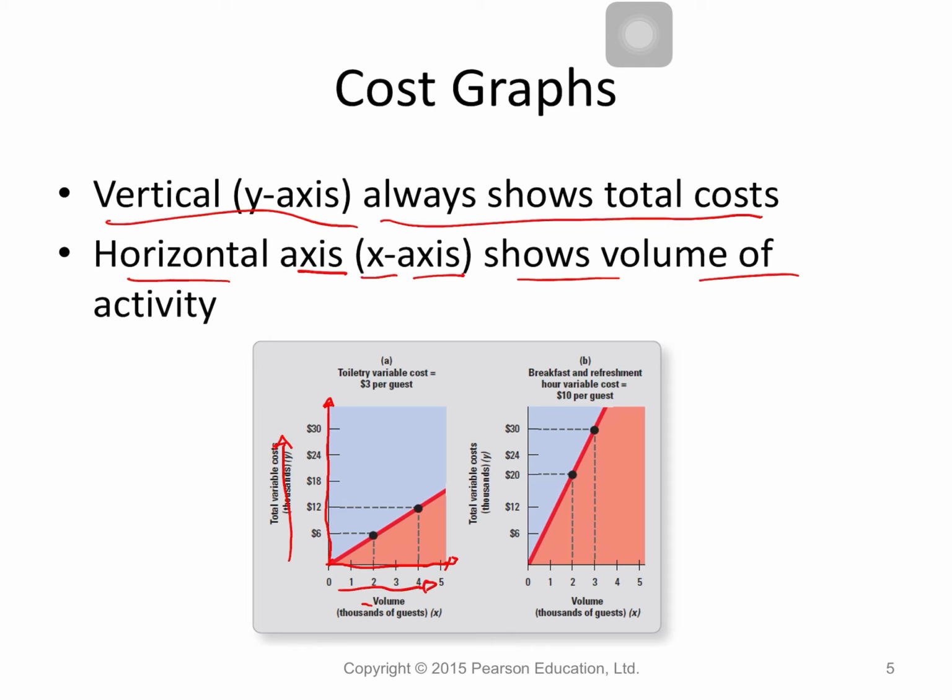The variable cost graph always starts from 0. Meaning that if you don't produce something, then your variable cost will be 0. If you increase your productivity, the variable cost also increases. If you don't produce anything, if you don't do anything, then the variable cost will be 0. That's why the graph of variable cost always starts from 0, and then goes up.